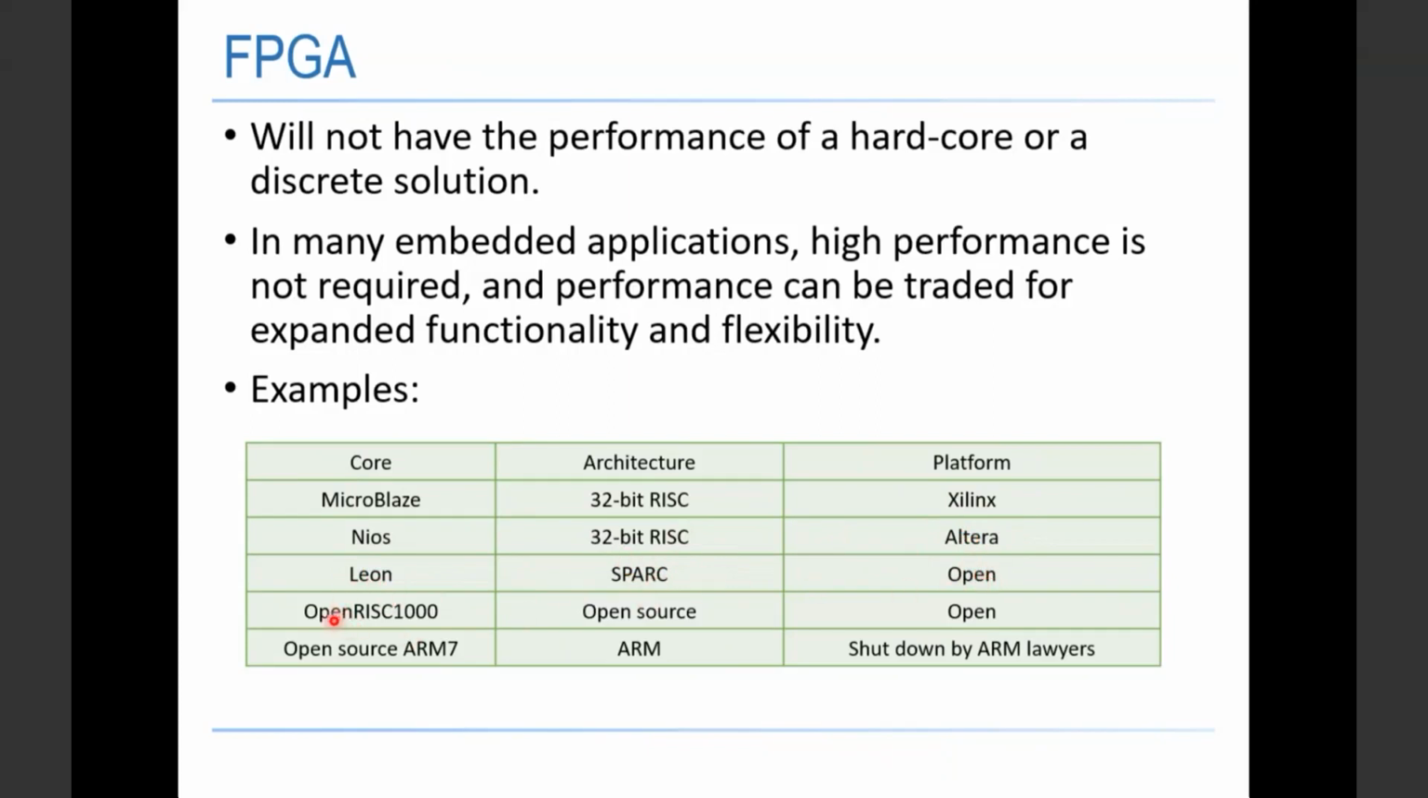software, and then you need to use the open platform. Then for the OpenRISC 1000, this is an architecture using open source architecture, so for the platform, you need to use an open platform. Last but not least is the open source ARM7. The architecture uses the ARM architecture, and now it has already been shut down by ARM lawyers. Okay, so these are examples of FPGA, and then moving on to the next slide.